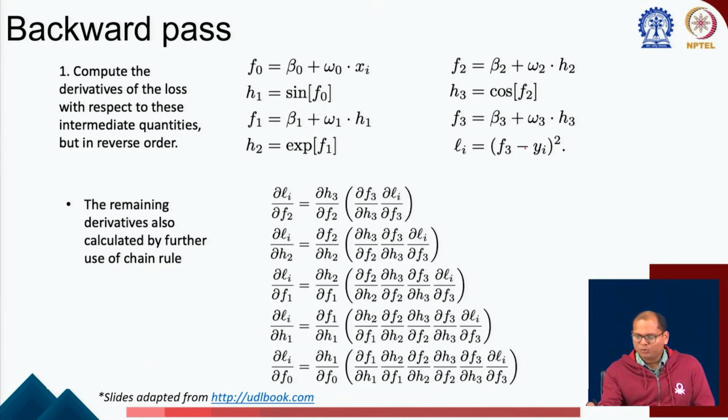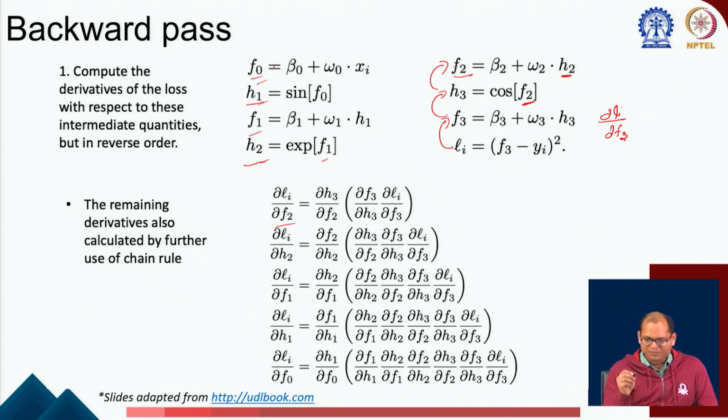And this I keep on doing further and further. So, I went up to here, dou of Li over dou of F3. Next, I will compute dou of Li over dou of F2, dou of H2, F1, H1 and F naught, right. So, I will compute one by one. So, I go backward. We did up to H3 here. Now, from H3 we are going to F2, H2, F1, H1 and F naught, right.